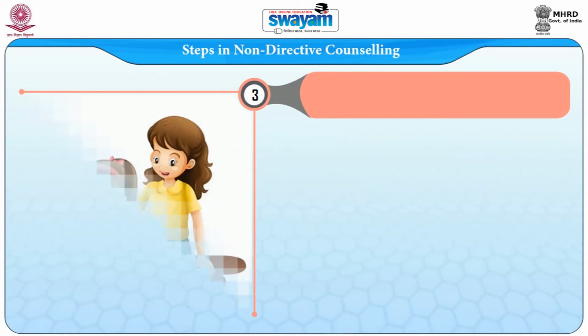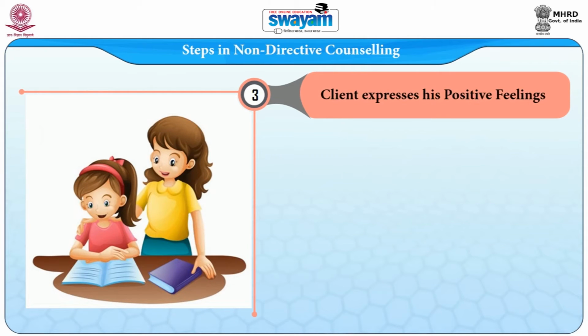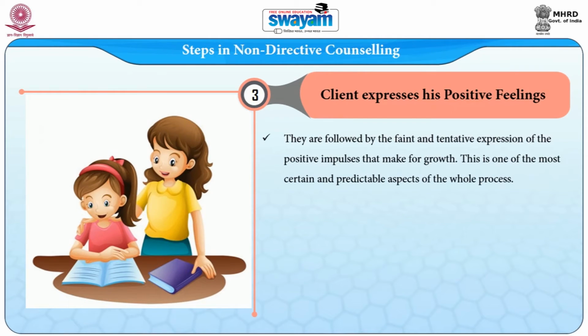Third, the client expresses his positive feelings. When the client has fully expressed all the negative feelings, they are followed by the faint and tentative expression of the positive impulses that make for growth. This is one of the most certain and predictable aspects of the whole process.